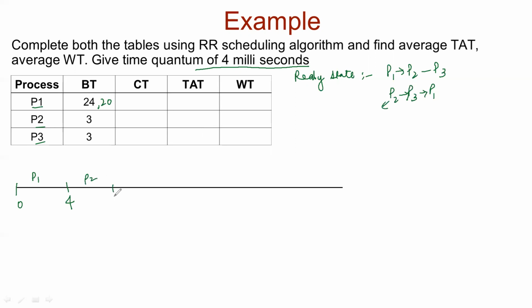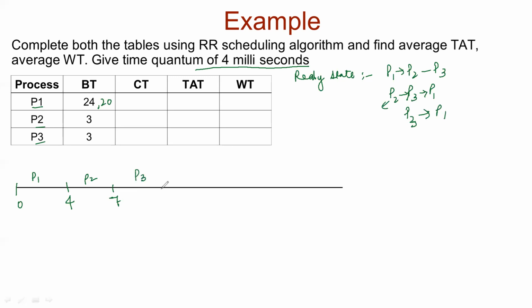This process P2 will finish its execution at time unit 3. So there was no need for the timer to interrupt it. It finishes its execution before the time quantum expires. So P2 is done. Now ready queue is P3 then P1.